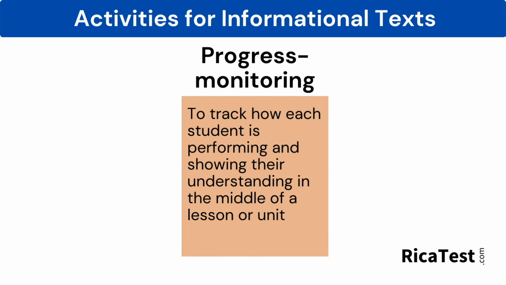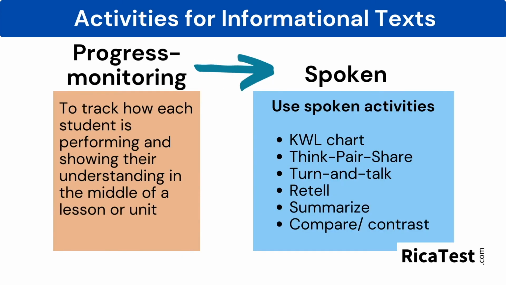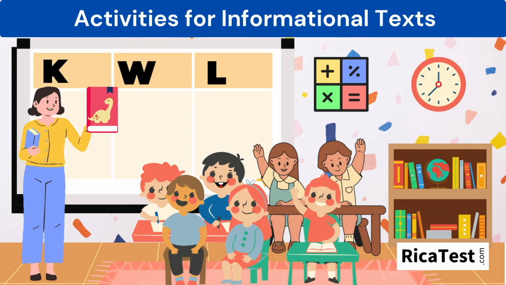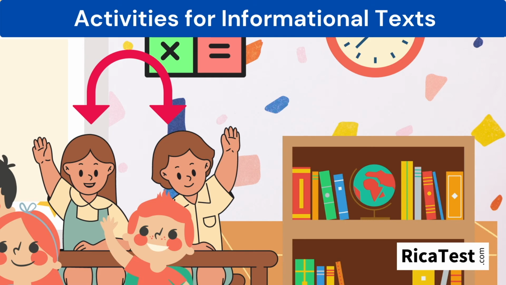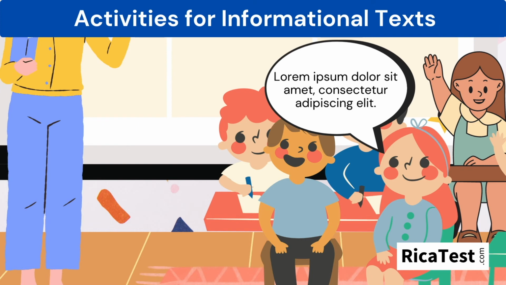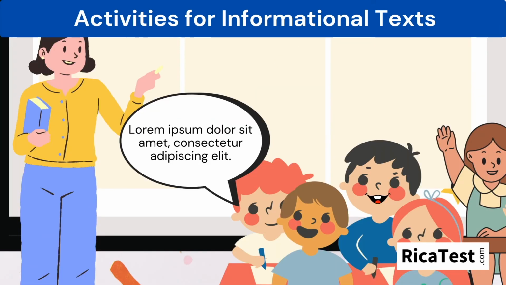Now, if the teacher's purpose is to provide an activity to allow the students to demonstrate their understanding of the text in the middle of a lesson, the teacher will use what's called the progress monitoring assessment method, which we can recall from past lessons. This is an informal assessment by nature and therefore uses a spoken activity framework. Assessments might include a discussion format where the teacher will use a KWL chart and they'll talk about it. They might use think, pair, share, or turn and talk. They might use a retell or a summary. They might compare and contrast.